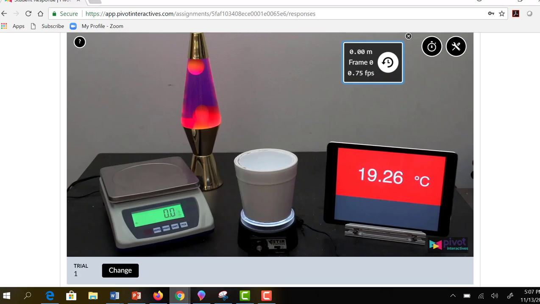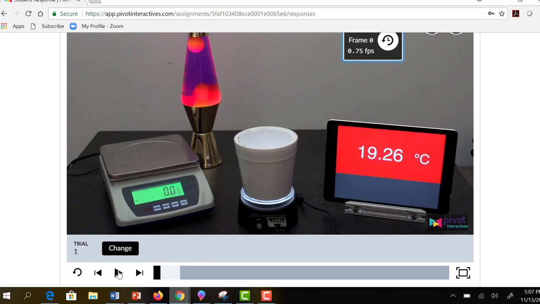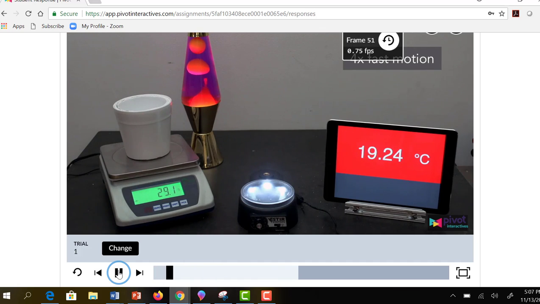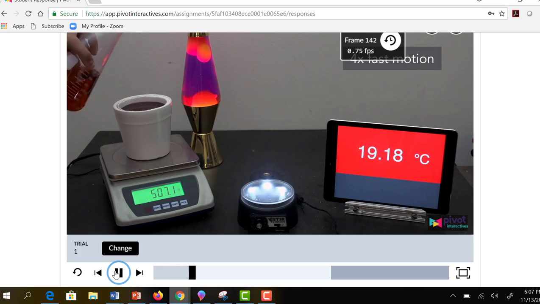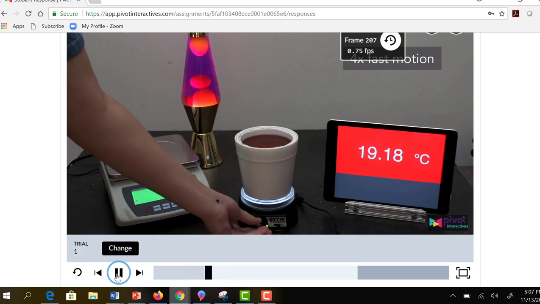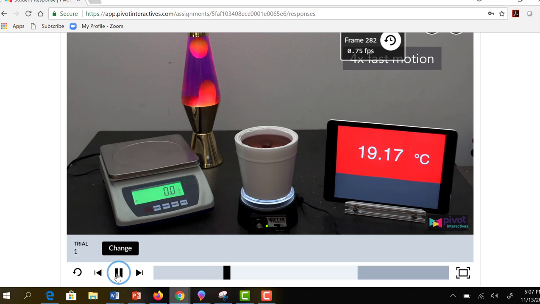So let me just play it. There's the sample. So that's the mass of just the container, and it's measured in grams here. The liquid's being added. Now you know the mass of the container and the liquid. Really, you're going to need to know the mass of just the liquid eventually, so you'll have to subtract those. We're starting to heat it up a little bit.